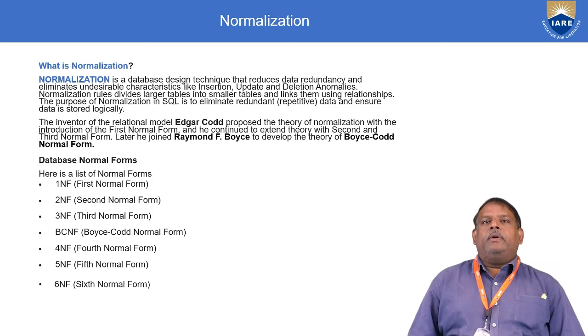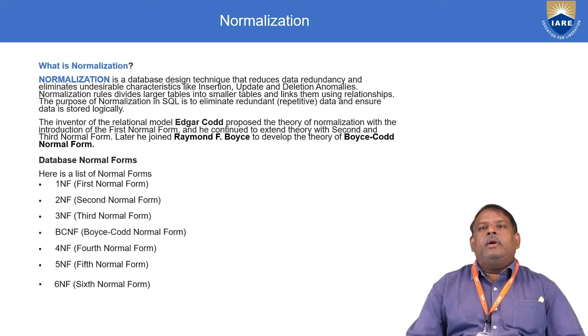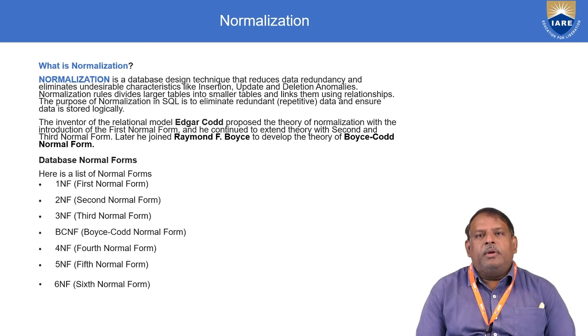Okay. The inventor of the relational data model, Edgar Codd, proposed the theory of normalization with the introduction of the first normal form, and he continued to extend the theory with the second and third normal forms. Later, he joined with Raymond F. Boyce to develop the theory of Boyce-Codd normal form.